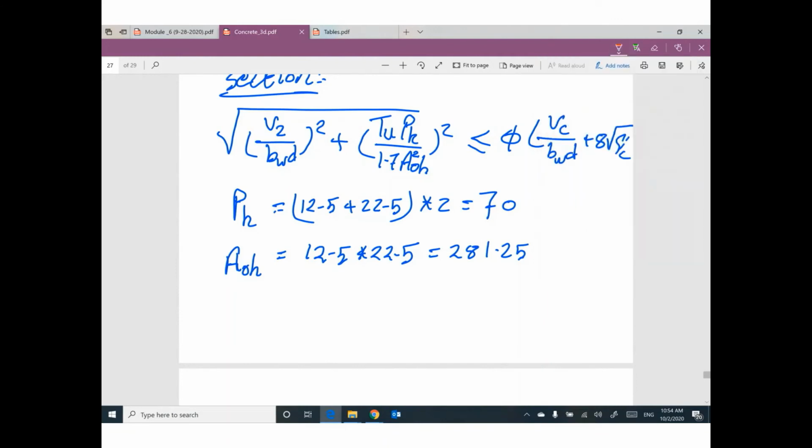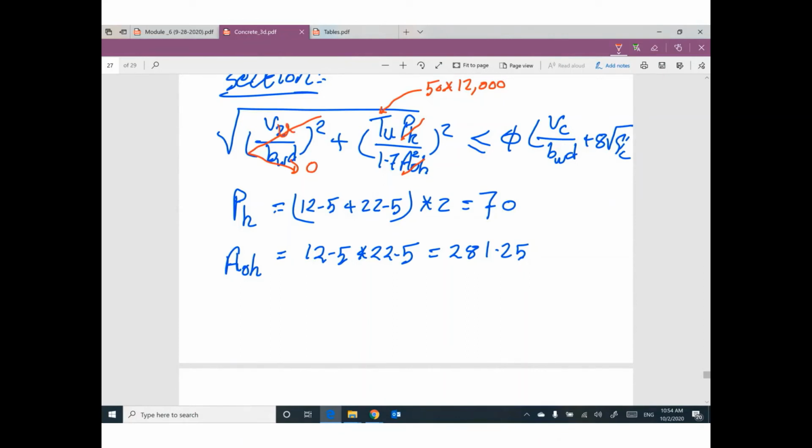This term is good. The value of T ultimate, what was the value of T ultimate? 50. So 50 times 12,000: 12 for from feet to inch, 1,000 from kip to pound. This expression is 0. Do you have shear? We don't have shear force. What about the other side?